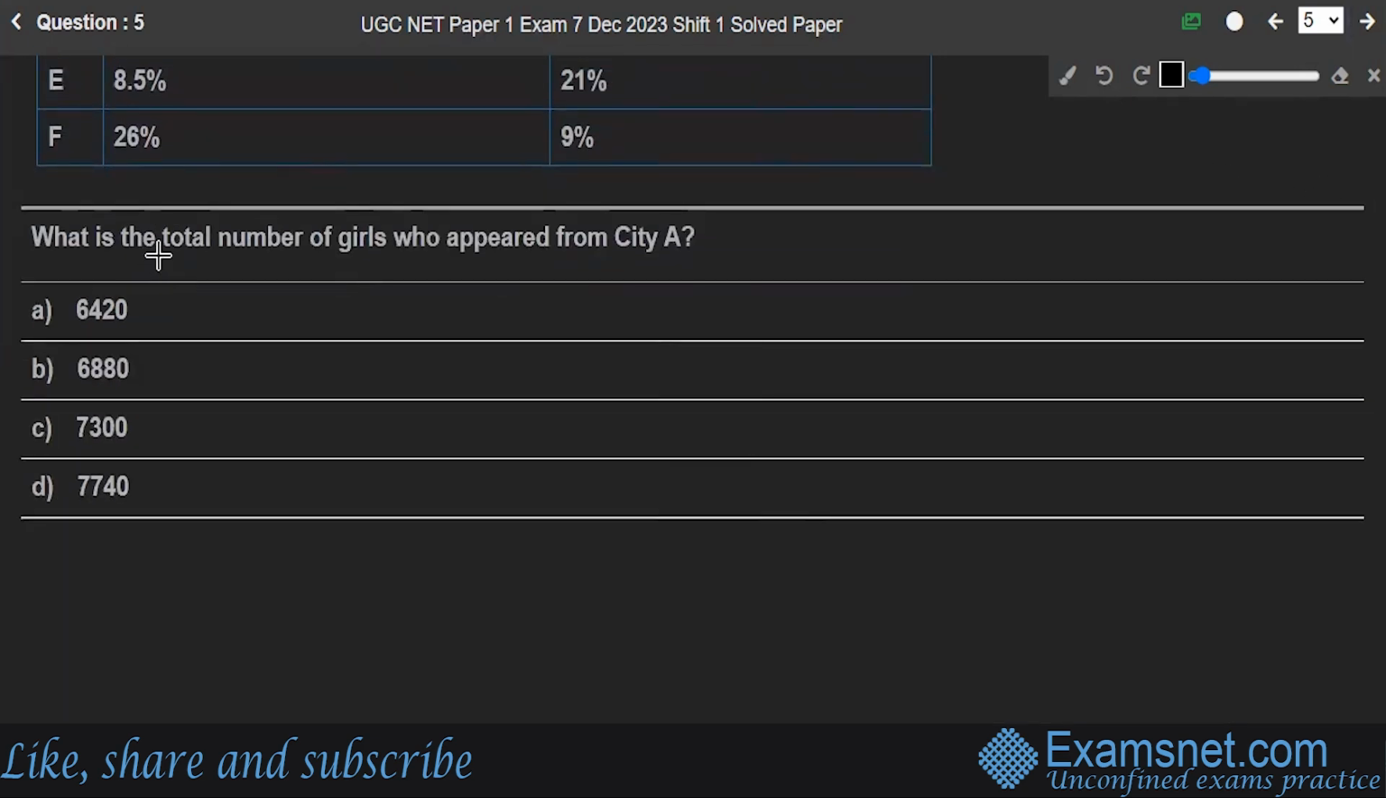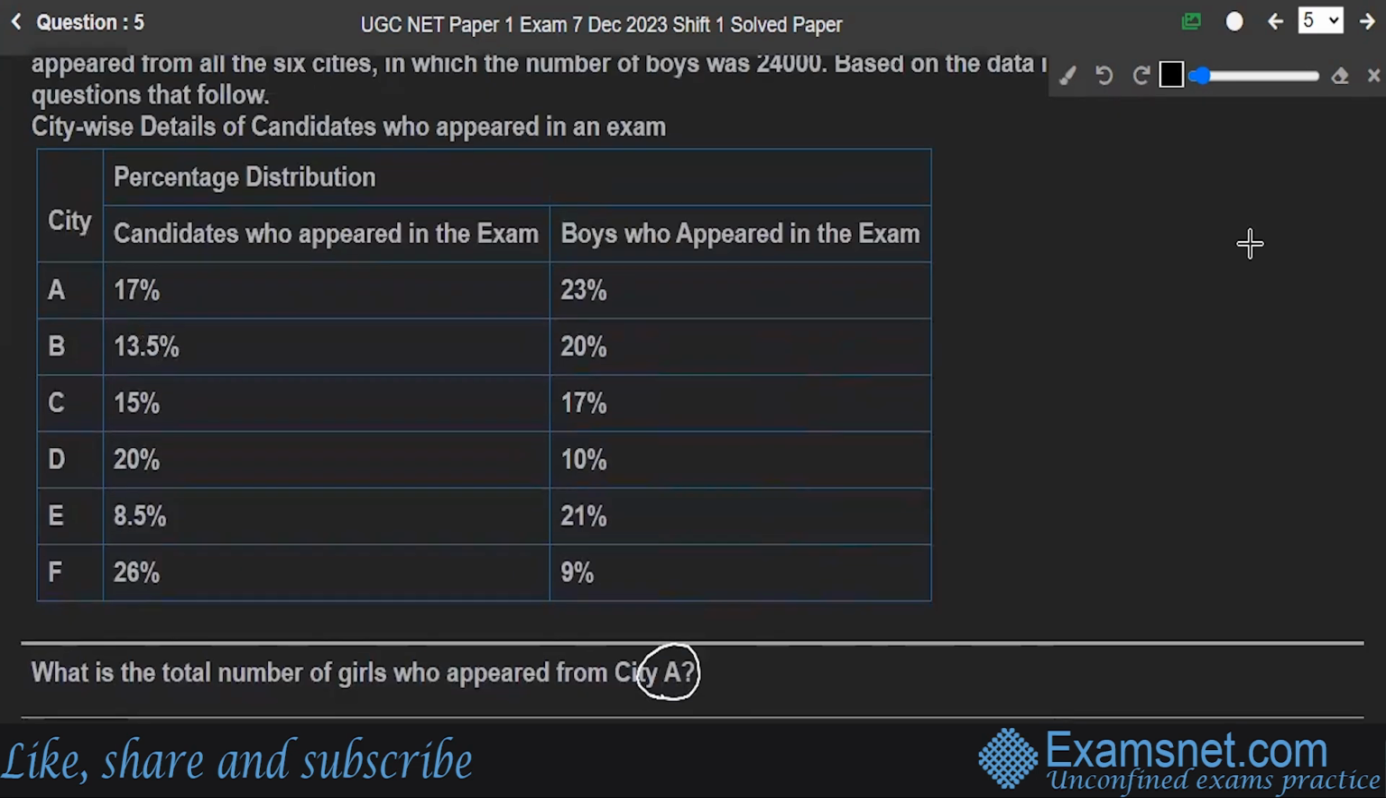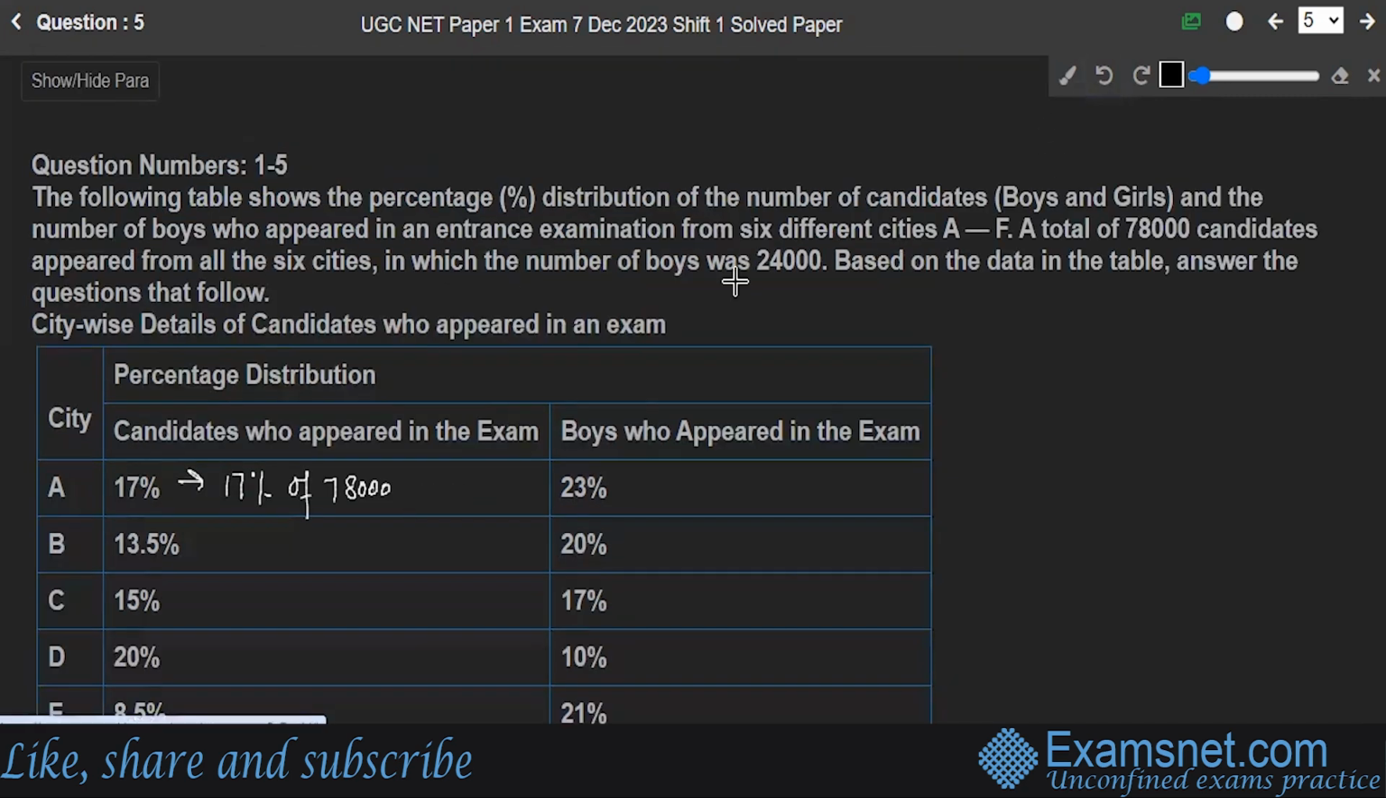Now, the question is asking what is the total number of girls who appeared from city A. So again, a very simple one. You can find the number of total candidates and the number of boys, then take the difference between the two, and you will find your answer. Let's go over here only. The number of candidates for this will be 17% of 78,000. That will give you 13260. And the number of boys will be equal to 23% of 24,000, which is equal to 5520.